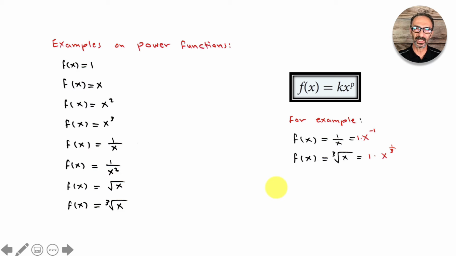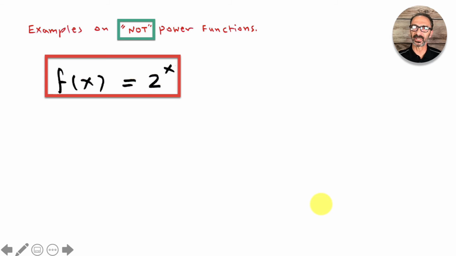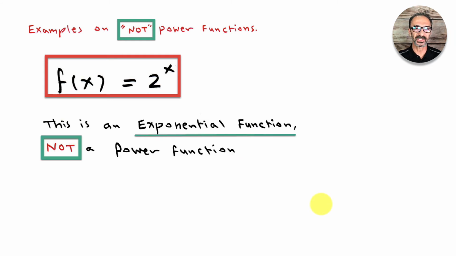What about functions that are not power functions? How can we identify them and tell that they don't look like this? Here are examples of not power functions. The main one is 2 to the x. Some students might make a mistake and pick this one as a power function, but it's not. The reason is clear: this is an exponential function, not a power function.